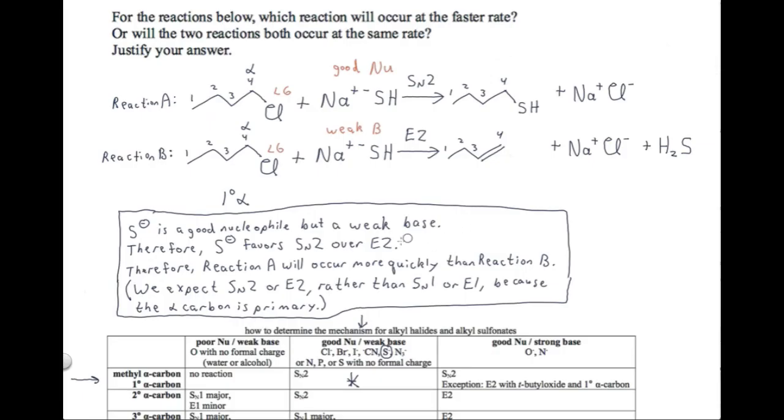Here's our answer. We predict that reaction A will occur more quickly than reaction B. But remember, for credit, we need to justify our answer. So the key thing that you would want to mention to justify your answer is that reaction A is using a nucleophile while reaction B is using a base. And you would want to mention that S- is a good nucleophile, but a weak base. That's the justification for why the SN2 reaction is expected to proceed more quickly than the E2 reaction.